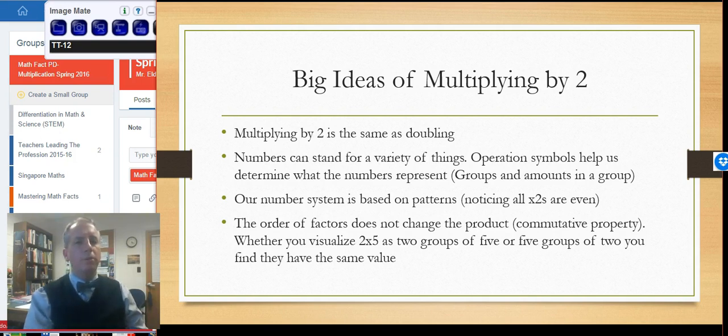but the commutative property, we know how powerful that is when we're learning our multiplication facts. If I understand the commutative property, I can certainly limit the number of new facts that I have to remember from one unit to the next. So whether I visualize something as 2 groups of 5 or 5 groups of 2, I have the same value. Right? They're two different things, but they have the same value.